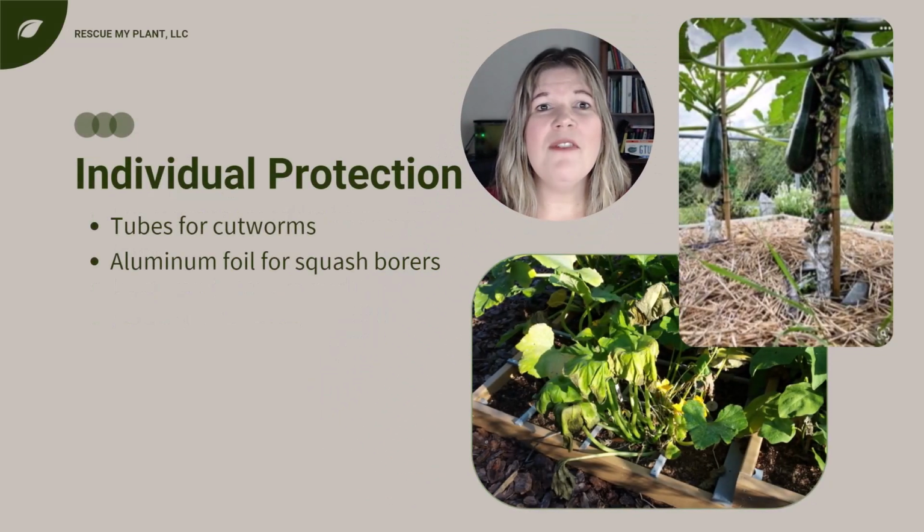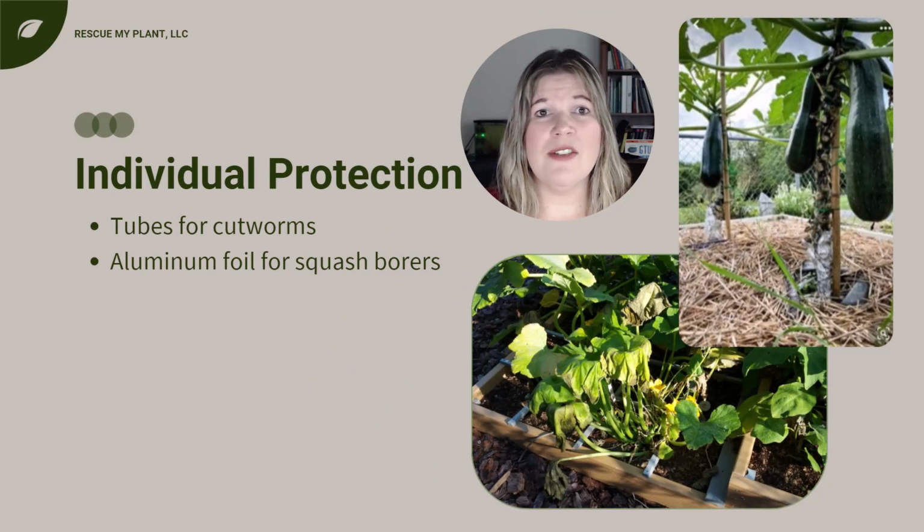Here are a couple of examples for individual plant protection. You can use cardboard tubes around seedlings when you plant them to keep cutworms from cutting the stem. For squash borers, you can use aluminum around the base of the stem. In the bottom photo, you can see the effect of squash borers. The moths deposit their eggs on the stems, and the larvae bore into the stem and feed on the inside, causing a quick decline of your entire plant.